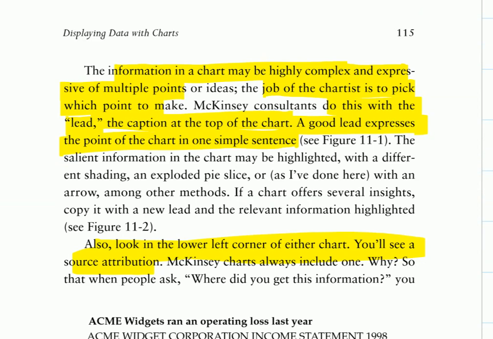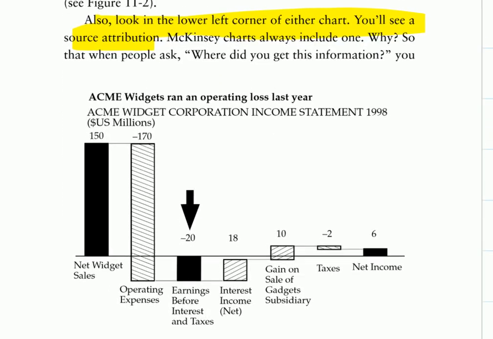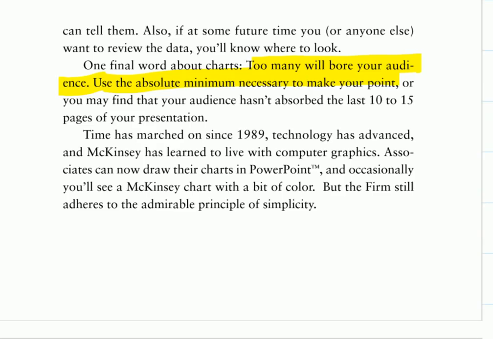The author says that the information in a chart can be very complex. There can be multiple points that a chart is making, so it is the duty of the chartist to decide which point to make, and he does this by writing a simple statement over the chart, and that is called the lead. That is the caption at the top of the chart. A good lead expresses the point of the chart in one simple sentence. Also, any chart will have the source of the information written next to it. This is very important to avoid plagiarism. The author again says that too many words will bore your audience, and that is why it is very essential that you use the absolute minimum necessary to make your point.